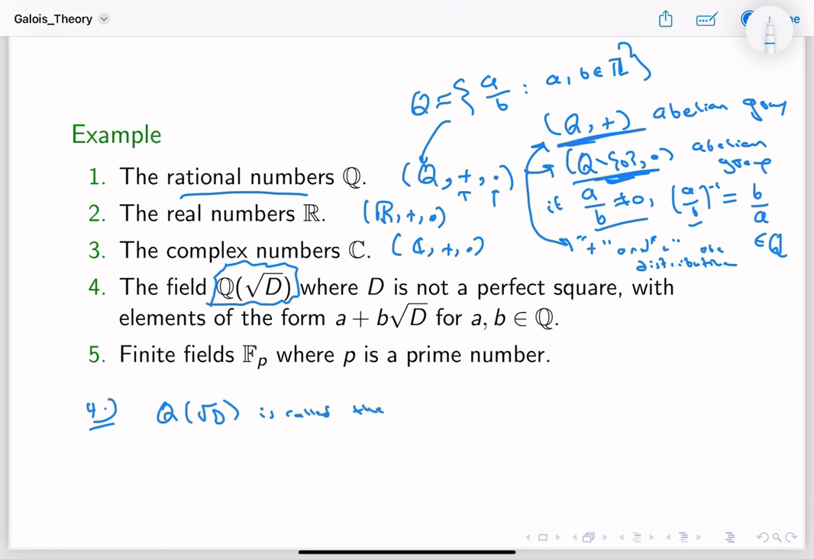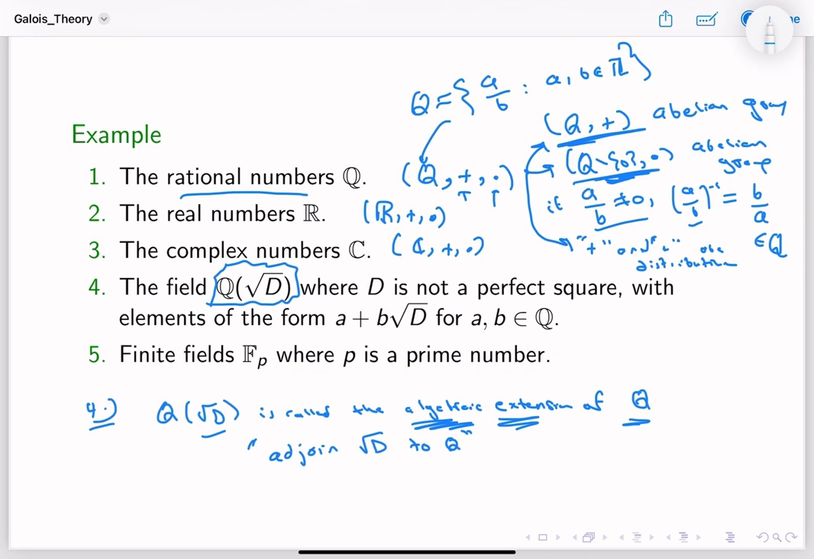the algebraic extension of Q. So we take the rational numbers and we extend it by square root of D. The terminology here is that we adjoin square root of D to Q. This is the terminology that we'll be using, and a lot of Galois theory is in fact about extensions of fields, as we will see in the coming videos. But I'm just trying to throw some terms here.